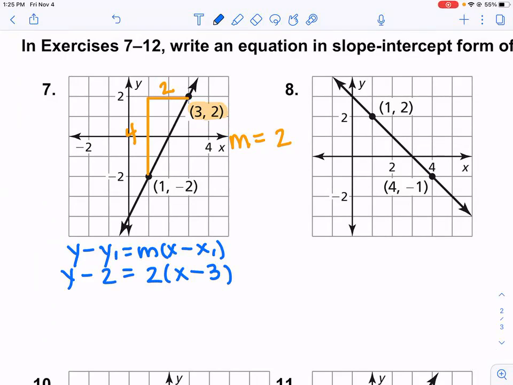Okay. So now to get this to look like y equals mx plus b, we already kind of talked about doing this, didn't we? What do I need to do on the right side? Distribute.